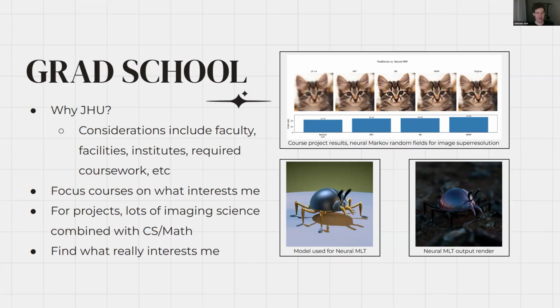For an example course project, I give here with all the cat images, there's a method of image upscaling called Markov random fields. In one of my course projects, I modified an aspect of that specific algorithm to use neural networks instead. And basically did a comparison of what it looks like with and without that neural network adaptation for what's called a message passing function.